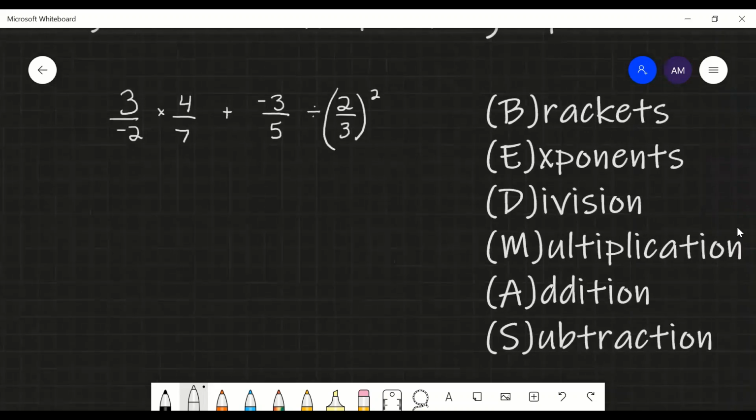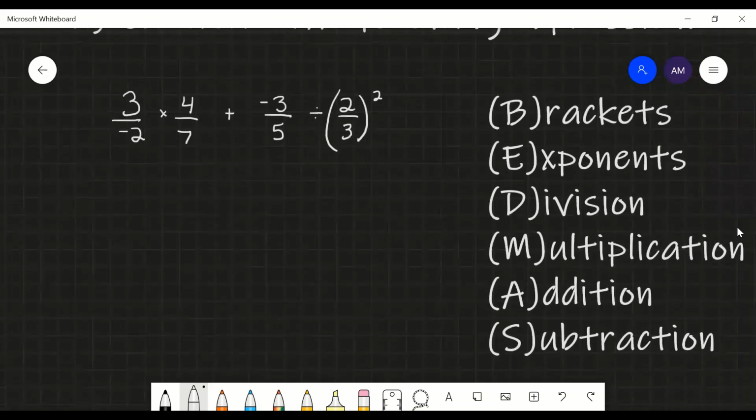So my first question is, are there any brackets? Well, the answer is yes. There's one bracket right at the end, right here. That's where we would have to focus first if the thing inside of the brackets needed to be simplified. Now, 2 over 3 is about as simple as it's going to get. So I'm going to say that the brackets are finished.